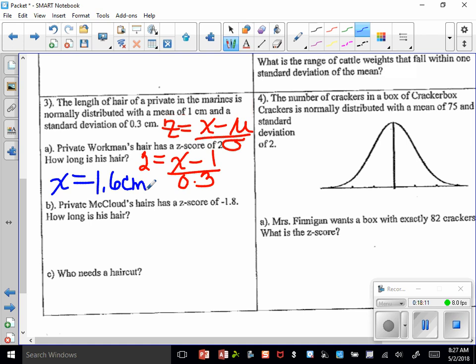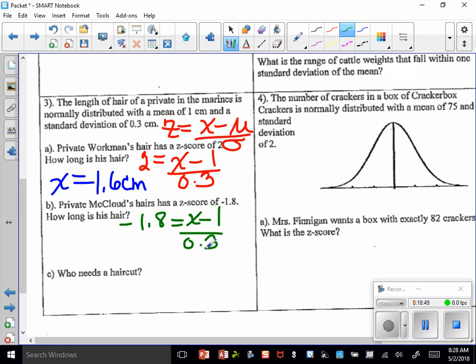Okay, we're going to do the same thing for McLeod's hair. It is correct. It's exactly what I have on my paper. All right, let's take a look at Private McLeod's. So we're going to say his z-score is negative 1.8. Well, guys, actually, I already know by him having a negative z-score, his hair is going to be shorter than the mean. Okay, because it's on the left side of the bell curve. Okay, just thinking out loud. So negative 1.8 equals x minus 1, divided by the 0.3.